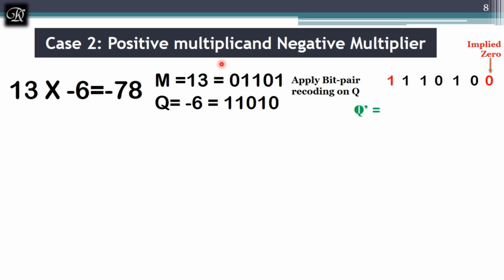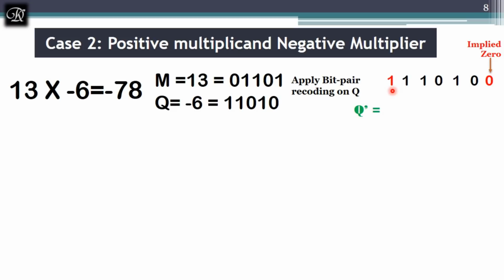The next version is positive multiplicand, negative multiplier. So I got negative 6, so I have to find the 2's complement of it, and after finding the 2's complement, I have to apply the recoding algorithm. In the recoding algorithm, I have added the implied 0 as before, and I have extended the sign bit. Now you can see the sign bit is 1 and it is extended to 1.